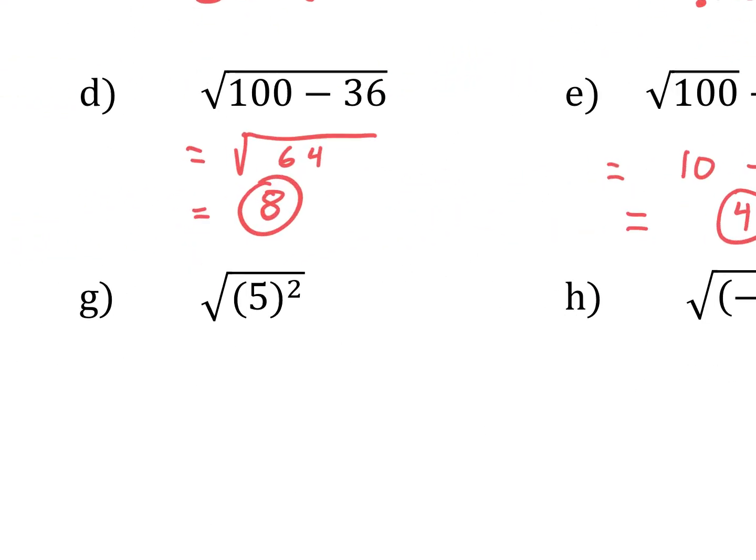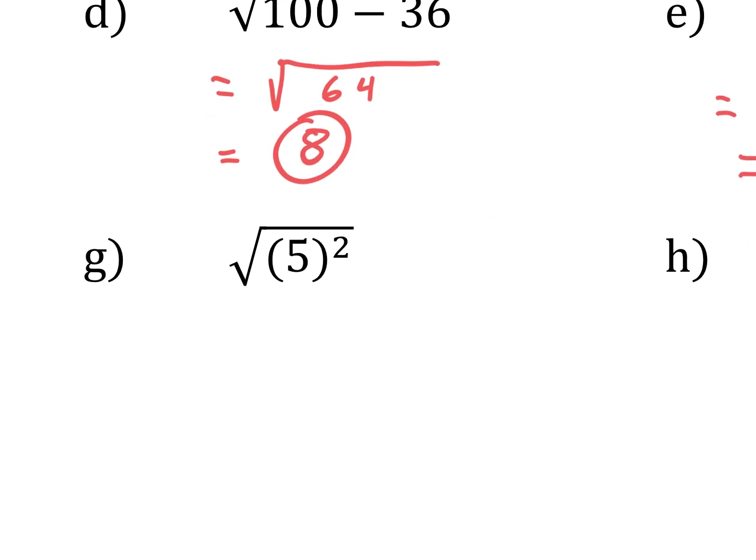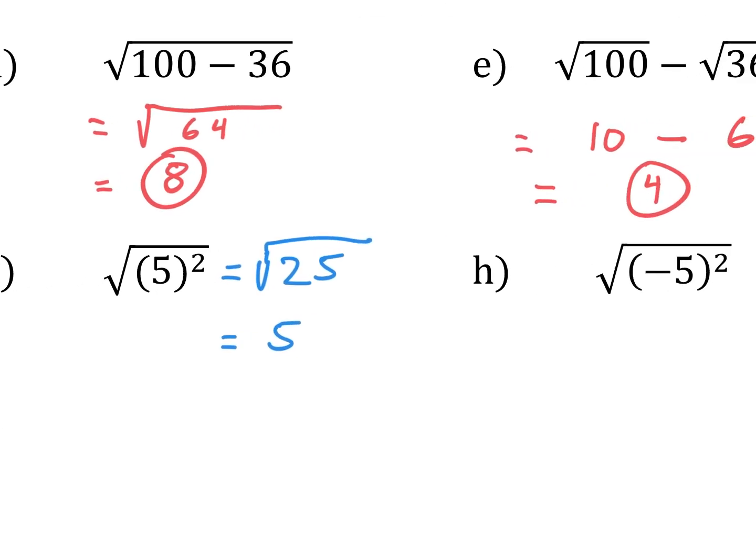Great. Well, a couple more things here. All right. So what if we have the square root of 5 squared? Well, what is 5 squared? 5 squared is 25. So what's the square root of 25? That is 5. Okay, great.